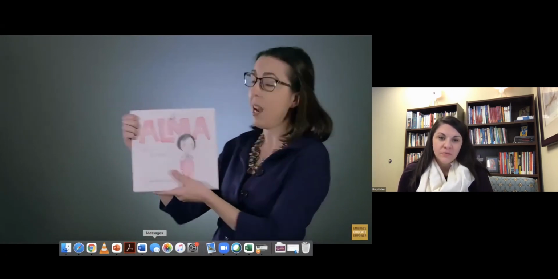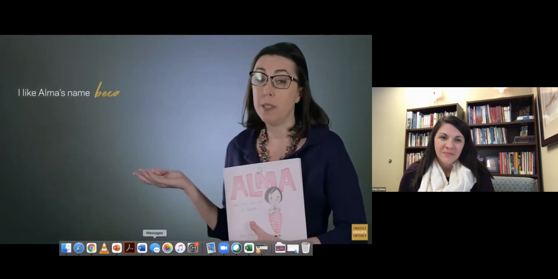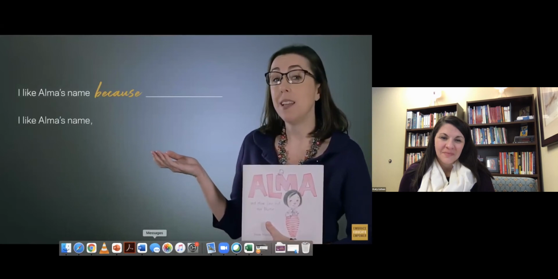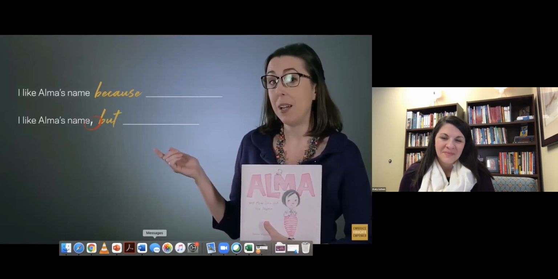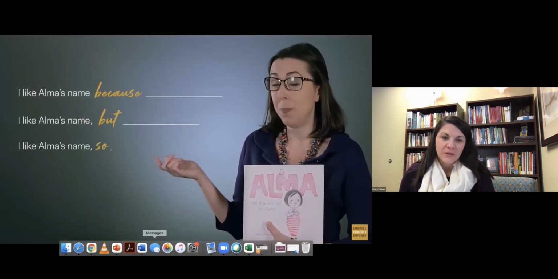All right, so let's suppose that I read in class the book Alma and How She Got Her Name. I might provide my students with these 3 sentence starters to help them begin expressing and sharing their ideas. I like Alma's name because, I like Alma's name, but, it's important to highlight that comma, I like Alma's name, so. So a student might answer, I like Alma's name because Alma's name came from her family. Or I like Alma's name, but it is very long. Or I like Alma's name, so I hope she says it proudly.